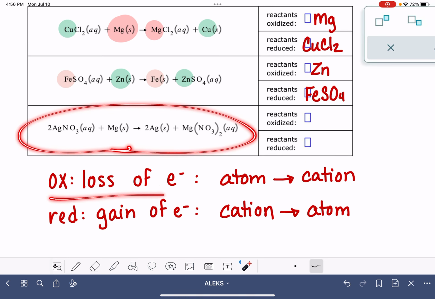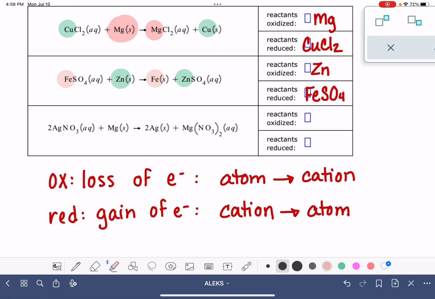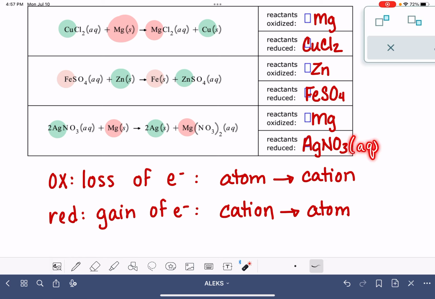Last but not least, let's look at the third equation. The oxidation is the atom that gets converted into a cation, that is magnesium again, and the reduction is the cation that gets converted into an atom. We're going to write the whole entire ionic formula, AgNO3. It's not necessary to, and it's actually wrong, to include the stoichiometric coefficient, so leave those out. ALEKS, however, does not require you to include states in this answer, so I'm not writing any of the states over here.